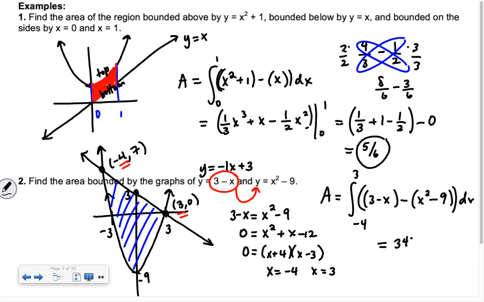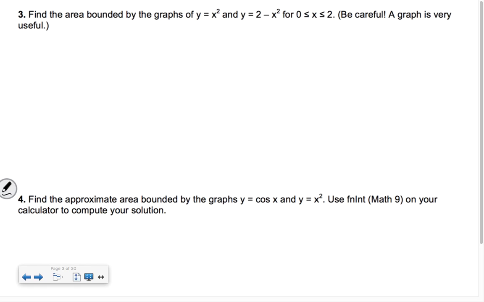I got 343 over 6. Or if you found the decimal version, 57.16 repeating, so 167 I'd write. 3 decimals. Good? So 57.167 or 16 repeating. And it equals 343 over 6. Yeah. All right. That makes a lot more sense.